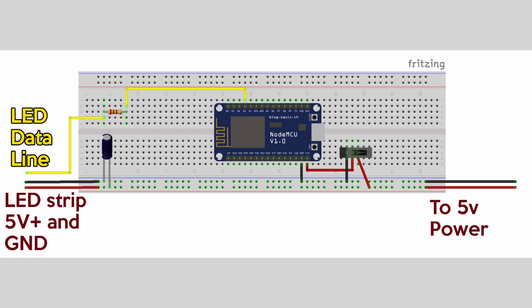From the D3 pin of the NodeMCU, there's a line running through a 220 ohm resistor, and that goes to the data line of the NeoPixels. This resistor can be any value from 200 to 500 ohms. It's just something in order to get a clean signal on the data line.